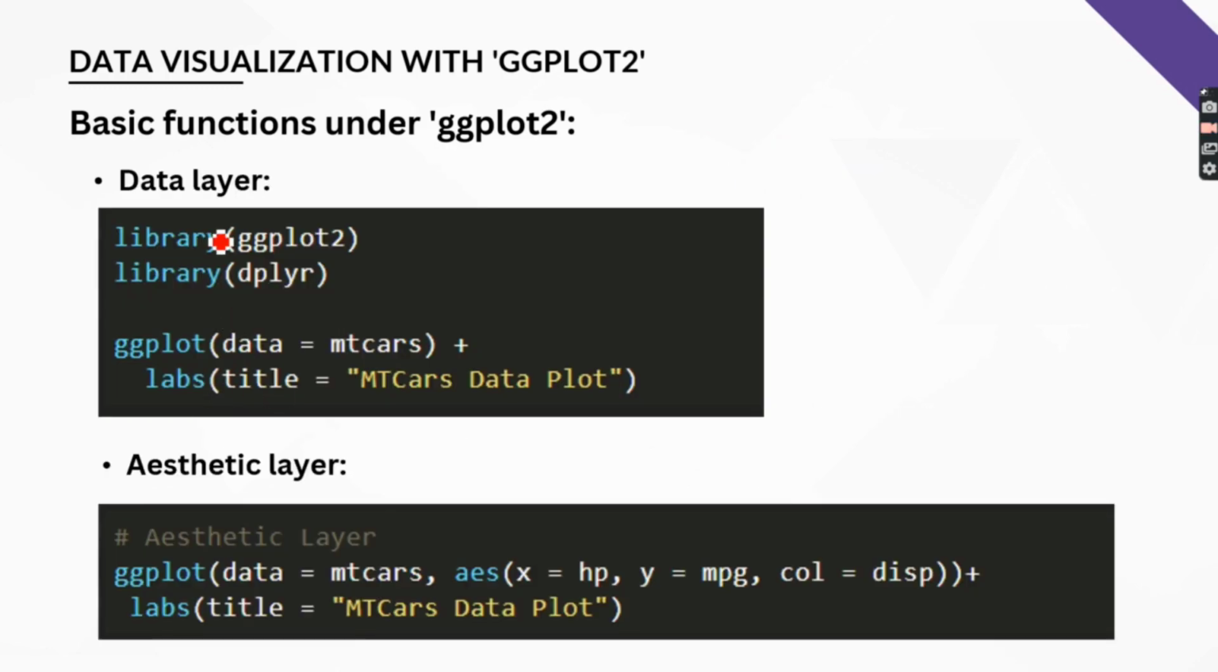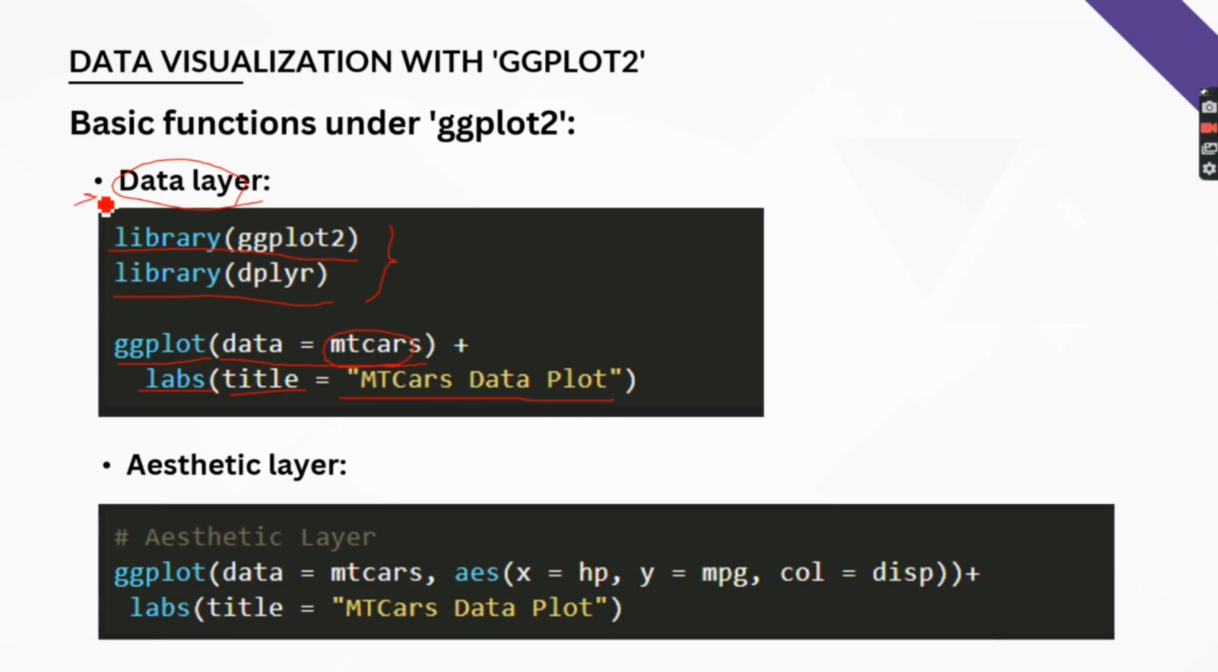This is the data layer that we were discussing. So here we are first of all importing the libraries ggplot2 and dplyr package because we want to use both of them. Then we use this one basic function, ggplot, that defines the actual visualization. Then we are using data equal to mtcars. Now here again we are defining that we are going to use this mtcars dataset. Then we have labs that defines the title. This title is going to be in the very upper corner of our plot, that will name our complete plot as mtcars data plot.